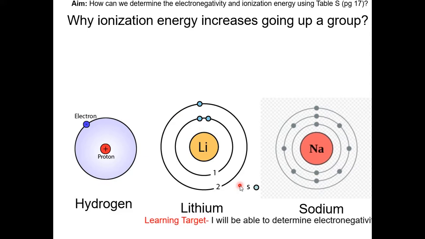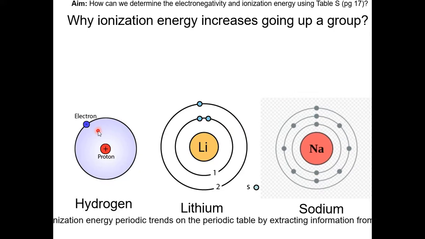Another way to think about this is that the valence electron of hydrogen is in the first shell, while lithium is on the second shell and sodium is on the third shell. The valence electron in hydrogen is much closer to the nucleus than in lithium and sodium. So therefore, hydrogen is going to hold on to the valence electron much more tightly. Therefore, you need more energy to remove that electron.